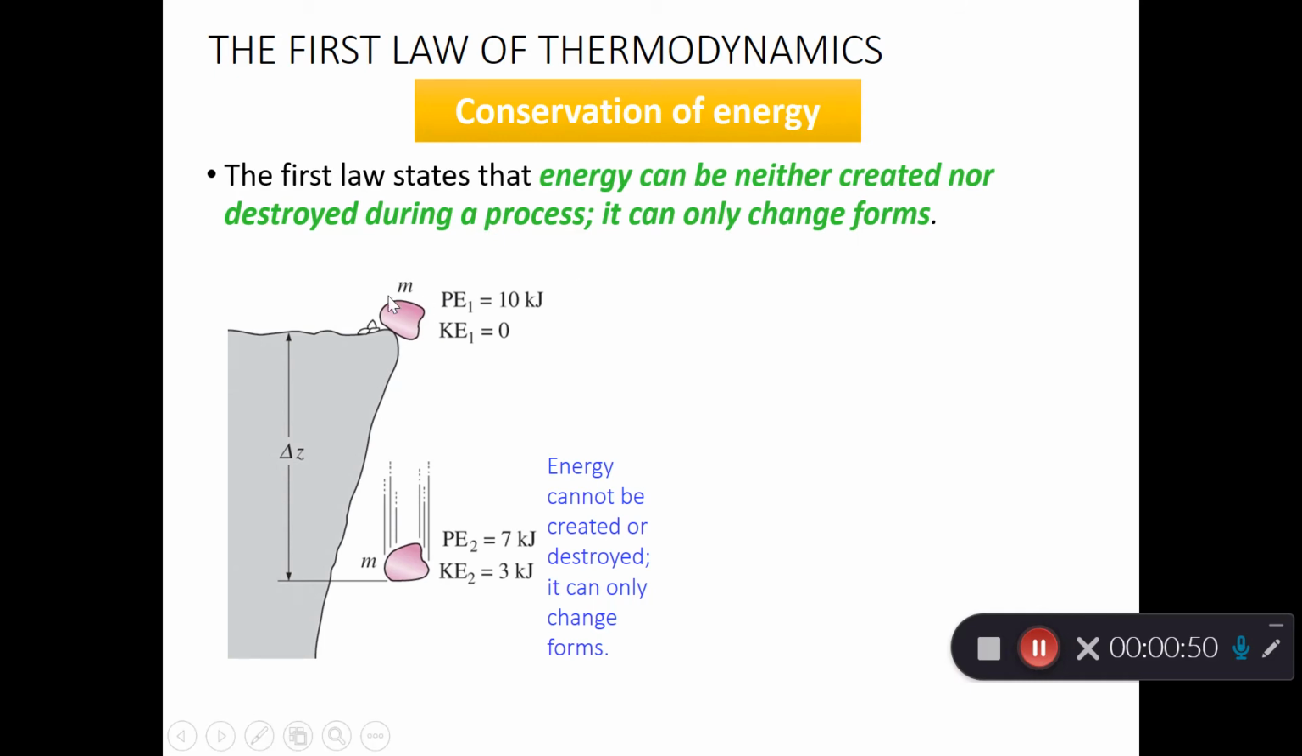At the top of the hill, the object has high potential energy because of the height, and zero kinetic energy because it's not moving. As it falls, its potential energy will drop because there's reduced height, and the kinetic energy will increase because of the increase in velocity. In both cases, the total energy is still the same value because of the first law. Energy is conserved, that's why the total energy is the same.